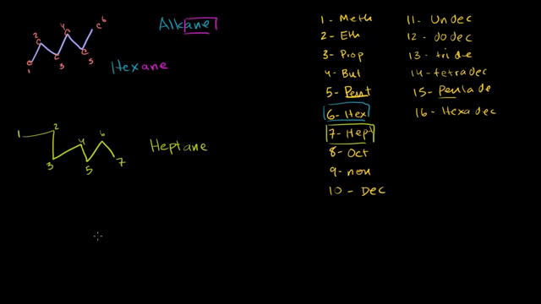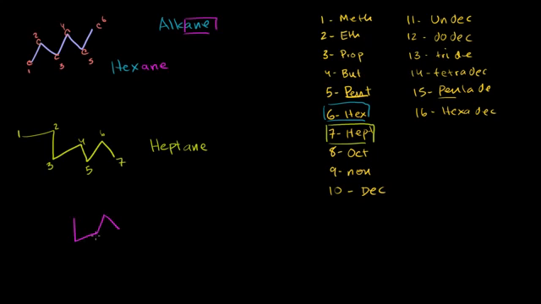Now, if things form a ring, we put the prefix cyclo in front of it. So let me show you what I'm talking about. If I just have 5 carbons, 1, 2, 3, 4.